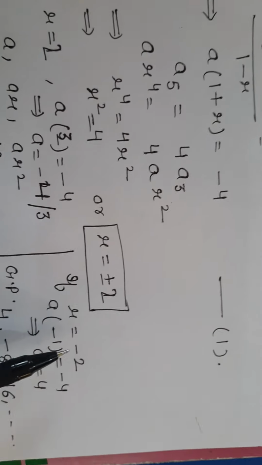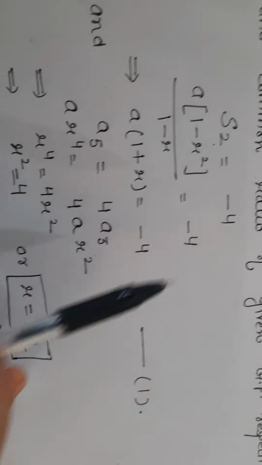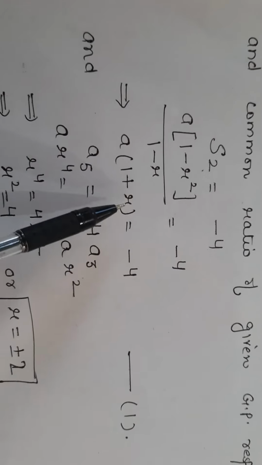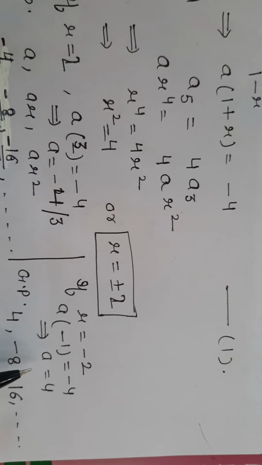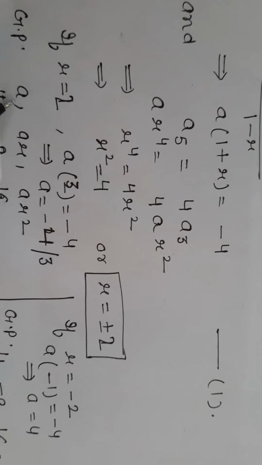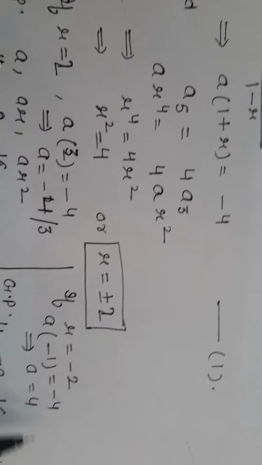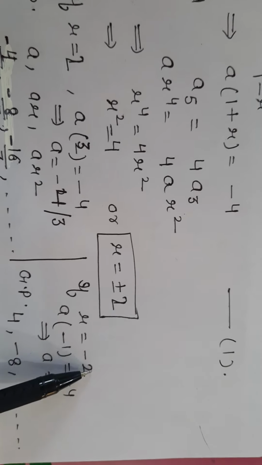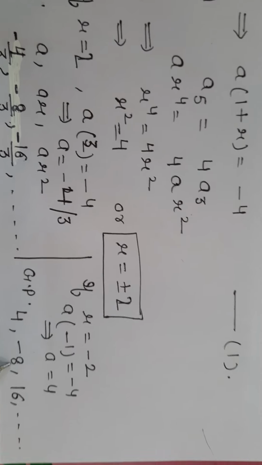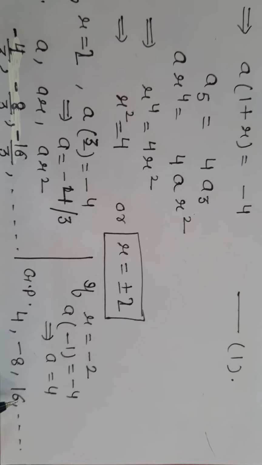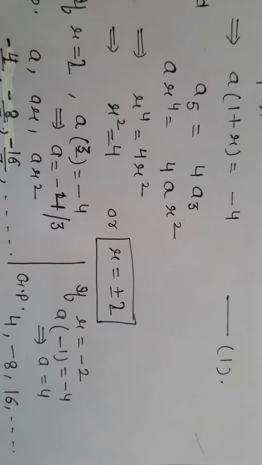Next case, when the common ratio is minus 2, again from this equation, R is minus 2, the value of A is going to be plus 4. Find the GP. Again your GP is A, AR, AR square. The first term is 4. Common ratio is minus 2. So next term is 4 into minus 2 is minus 8. Next term minus 8 into minus 2 is 16. In this way you can find your GP.